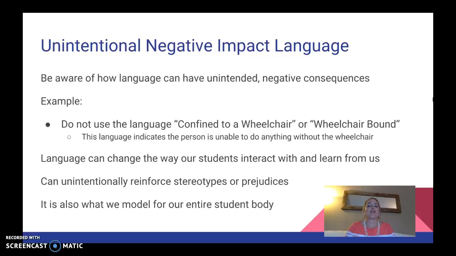In fact, just a couple of years ago, we saw one of our students who was in a wheelchair and had been told he wasn't going to be able to walk at graduation. So we really want to be clear that what we're looking at and what we're saying is not confined to what we think we know. Other things that we want to think about is that language can change the way that our students interact with us and the way that they learn from us. We might unintentionally reinforce stereotypes or prejudices by the way that we say something. And we also want to make sure that we're modeling for our entire student body the language that we expect them to be using.